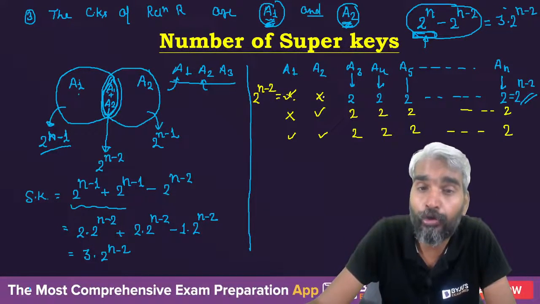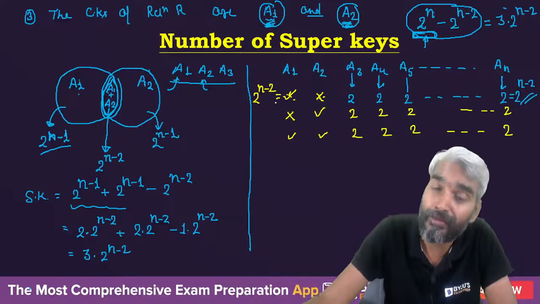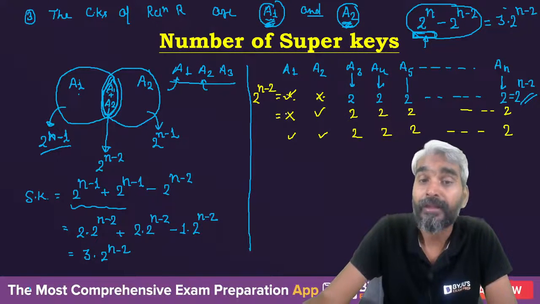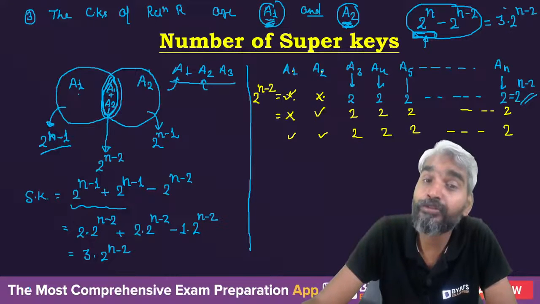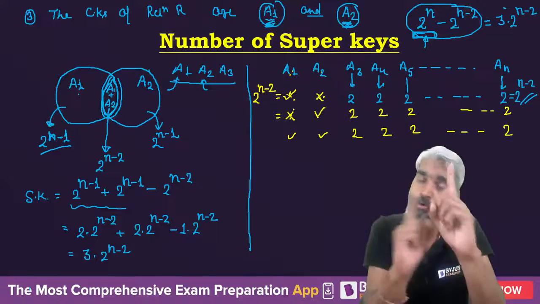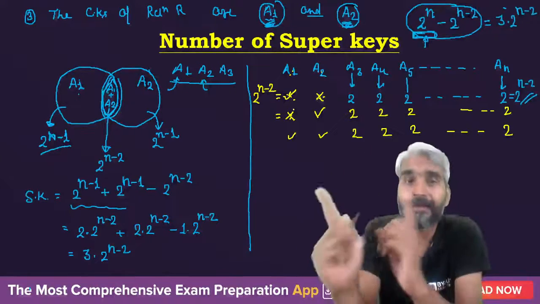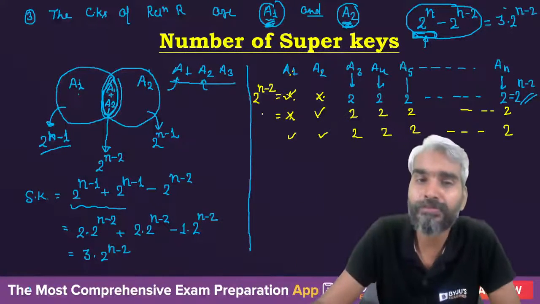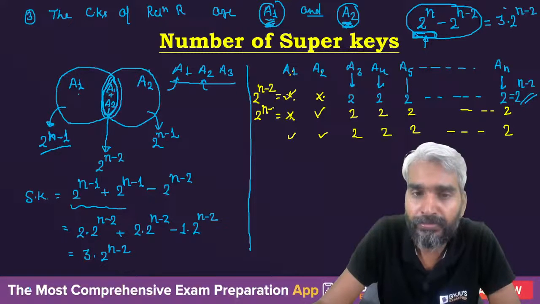Therefore, 1 into 1 into 2 raised power n minus 2, that will be 2 raised power n minus 2. Now, in how many ways can you leave A1 and choose A2? You can leave A1 only in one way and choose A2 only in one way, multiplied by 1. And for the remaining n minus 2 elements, you have 2 raised power n minus 2 choices, so again 2 raised power n minus 2.